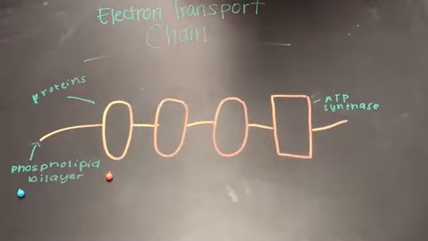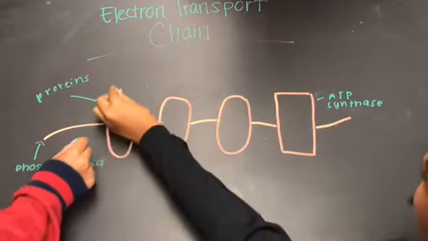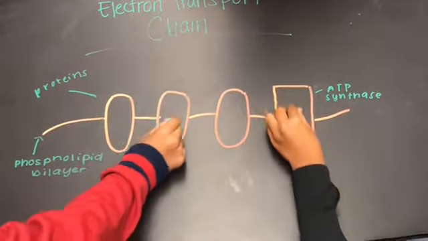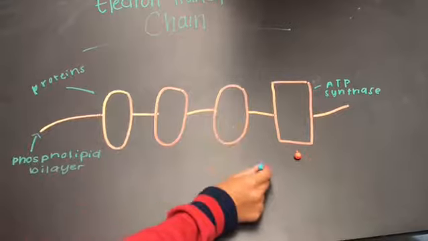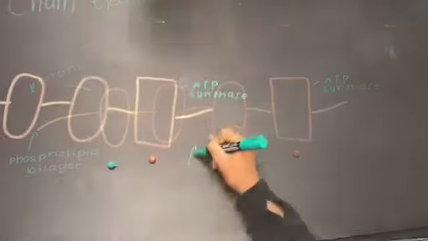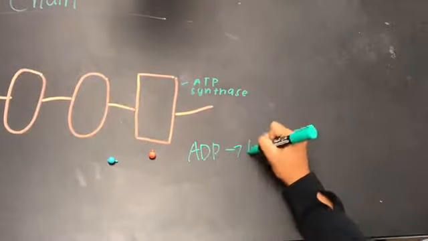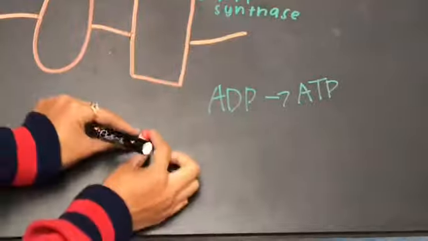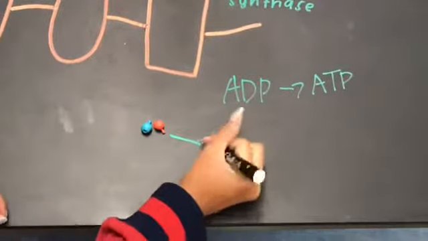During this process, the hydrogen is pumped through the proteins and goes down the ATP synthase, while the electrons travel through the phospholipid bilayer. In the end, ADP is then turned into ATP, while the hydrogen and electrons get turned into H2O.